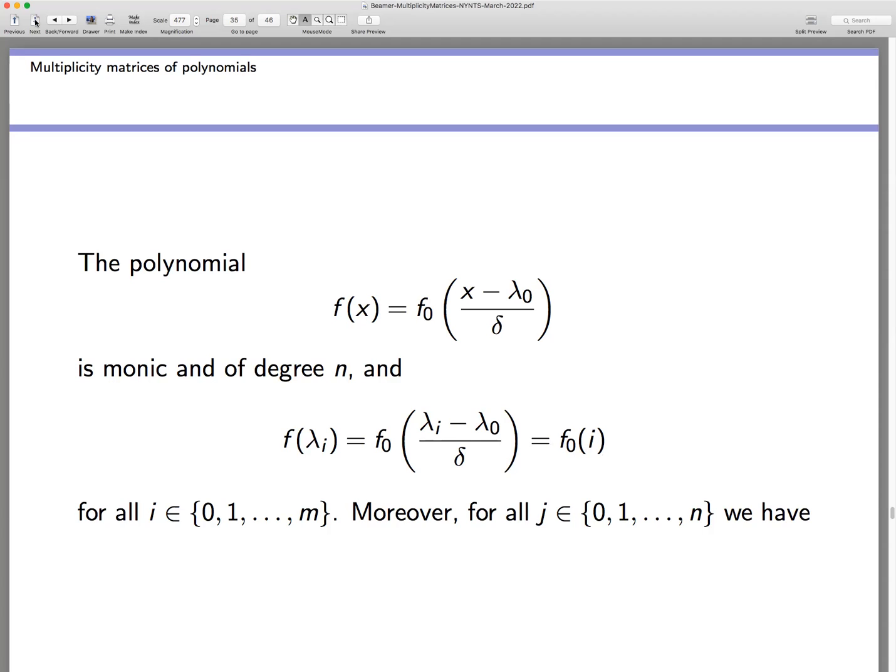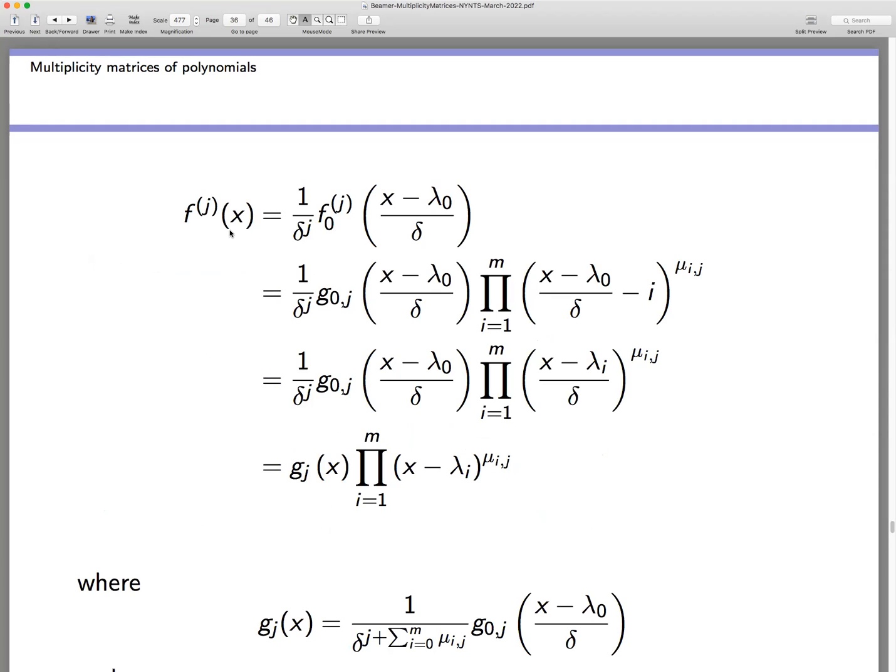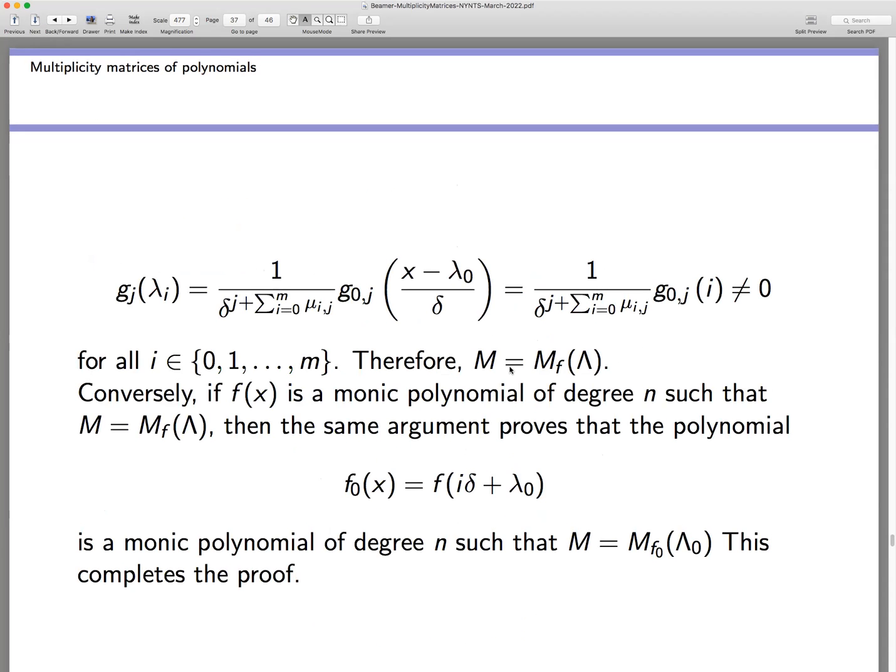And you just double check how the derivatives function. None of this is particularly exciting, but the jth derivative of f has lambda I as a root of multiplicity u sub ij for all I and j. That means that matrix M is the multiplicity matrix for f with respect to lambda.